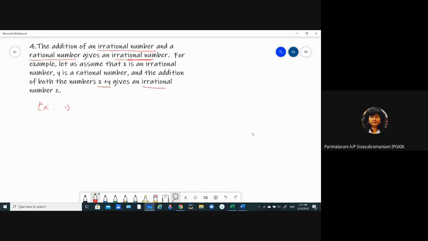Example 1. If you have 3 plus square root 5, 3 is rational, root 5 is irrational. Root 5 is 2.236067977 and so on. So this gives us 5.236067977 and so on. So when we add a rational number with an irrational number, we get an irrational number. This just proves the property.